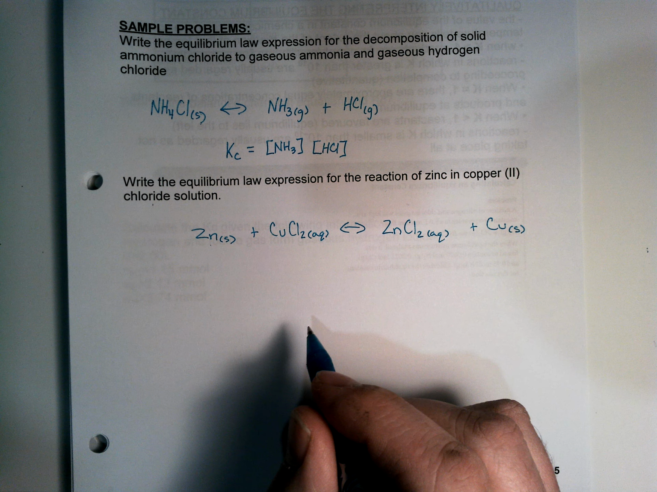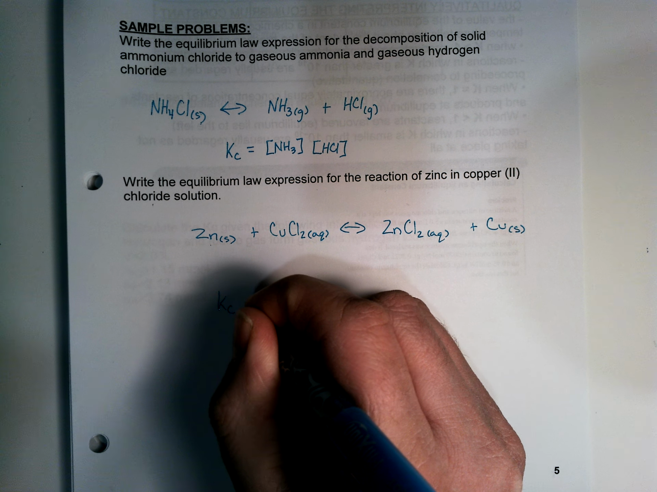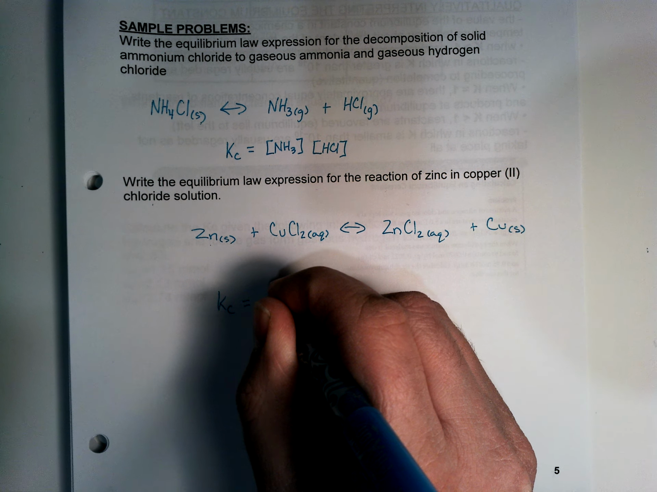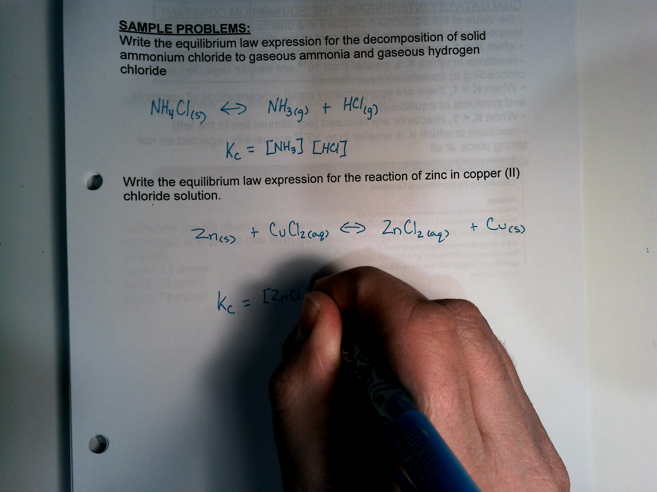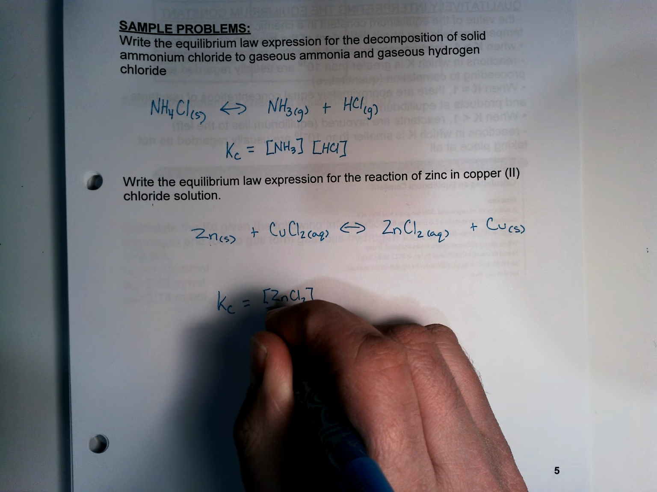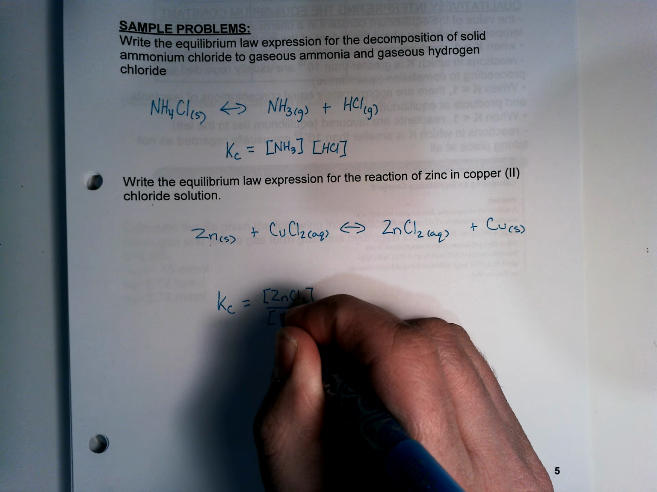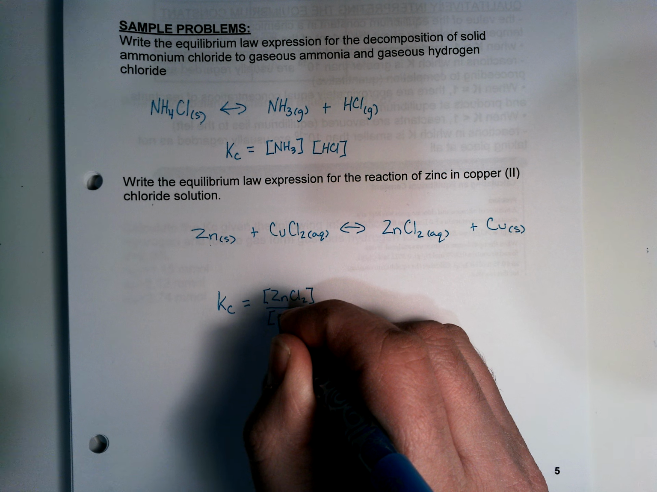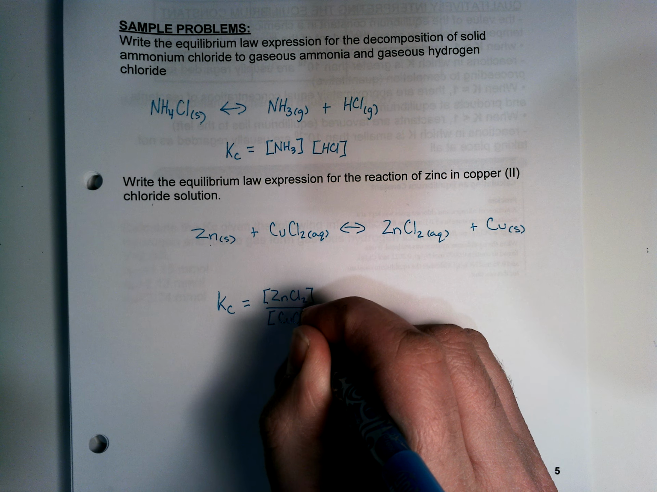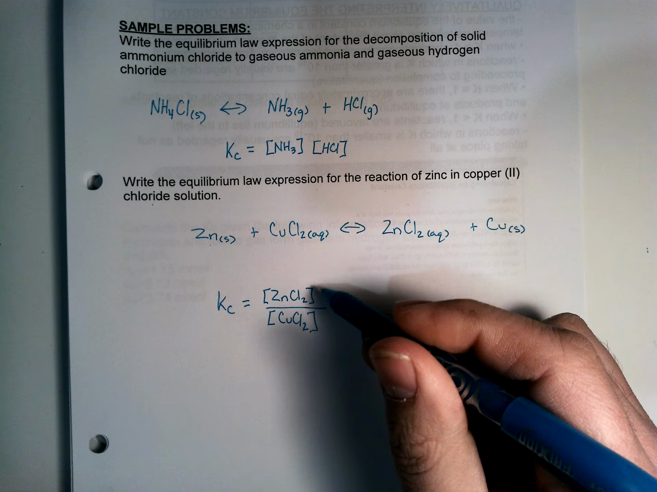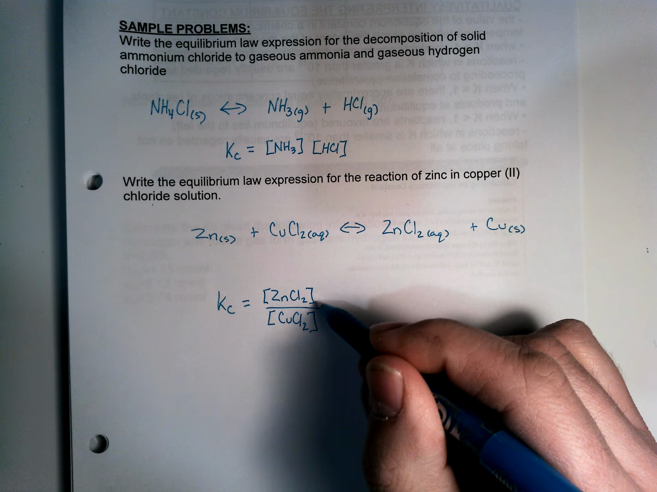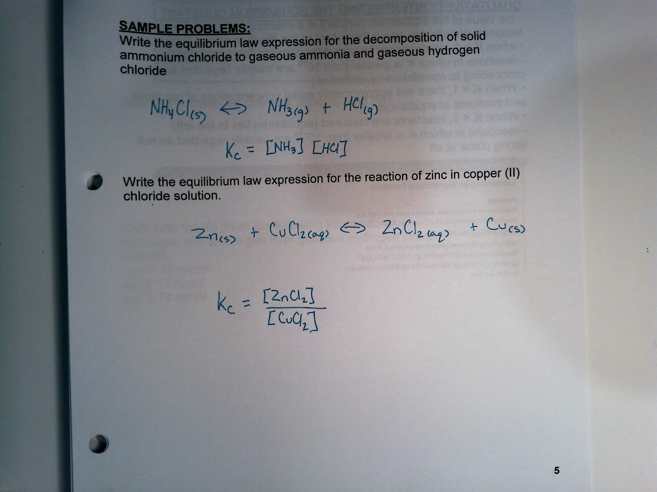The way we write it is Kc is equal to the concentration of zinc chloride divided by the concentration of copper 2 chloride. Again, if we're given those numbers, we can put them in and actually solve for what the number is.